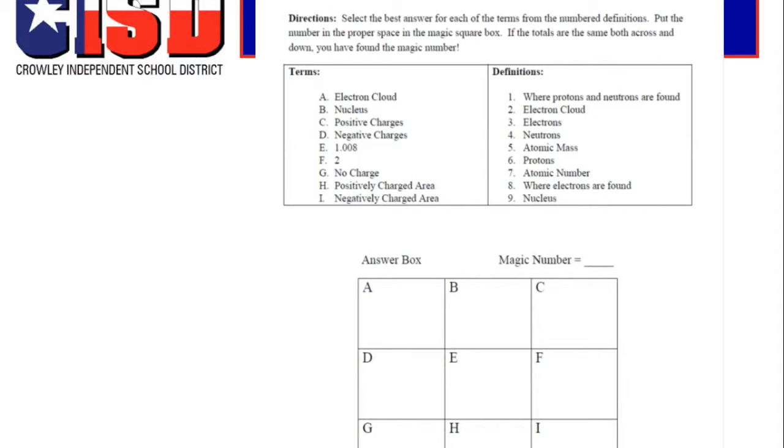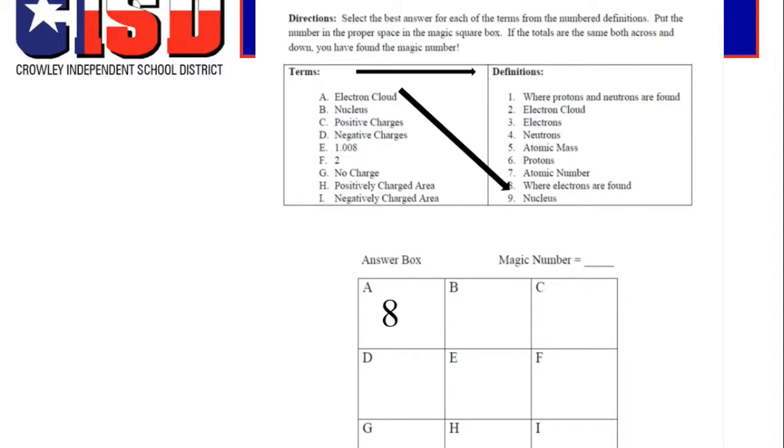Here are the steps. Direct students to match a lettered column of terms to a numbered column of definitions. Explain that students find the magic number by matching the correct term and definition. The students then enter the number for the definition in the appropriate term square on the grid. For example, term A, electron cloud, matches definition 8, where the electrons are found. So the students will place an 8 in the A box.